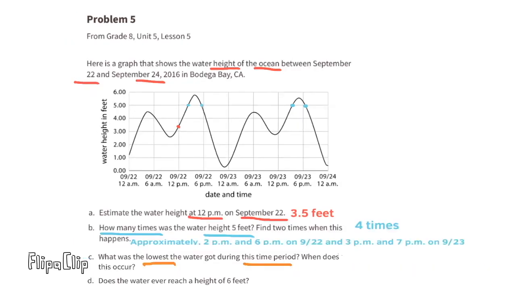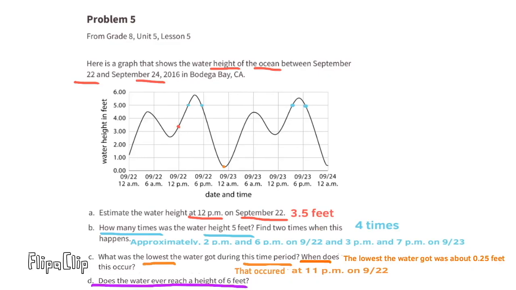C. What was the lowest point the water got during this time period? When does this occur? The lowest point the water reached looks like it was less than half, maybe about 1/4 of a foot. The lowest point looks like it occurred just before September 23rd at 12 a.m., which would be 12 midnight. So it probably occurred the day before, which would be September 22nd, right around 11 o'clock p.m.